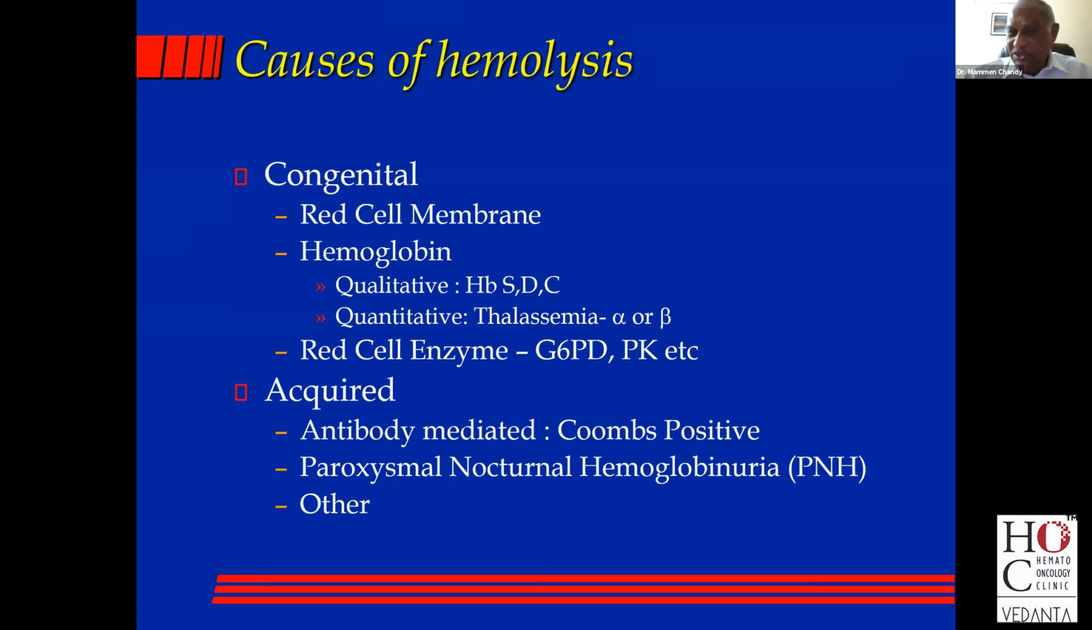What are the acquired causes of hemolytic anemia? One is antibody mediated, and that the Coombs test will tell you. If the Coombs is positive, then you're dealing with an acquired hemolytic anemia, which is antibody mediated. If the Coombs is negative, then the other condition which you must keep in your mind is paroxysmal nocturnal hemoglobinuria, right? Most of the other acquired causes are apparent because of the condition in which they occur, right?